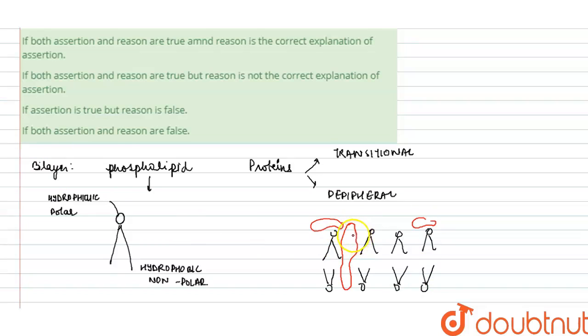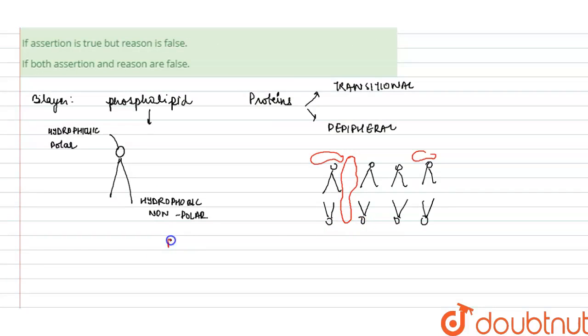Now this model was known as the fluid mosaic model of the cell membrane, and it was given by Singer and Nicholson.